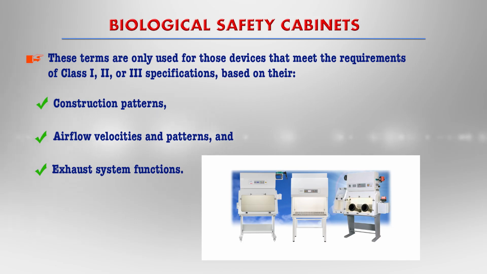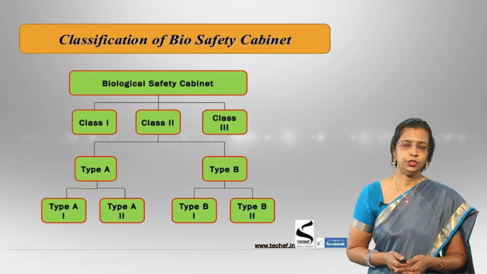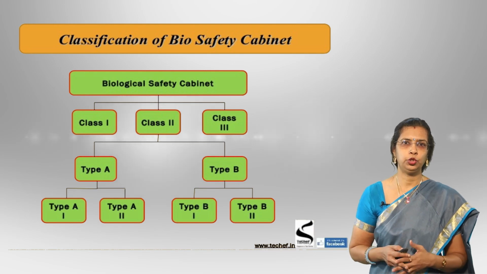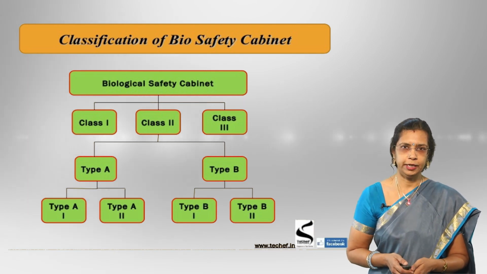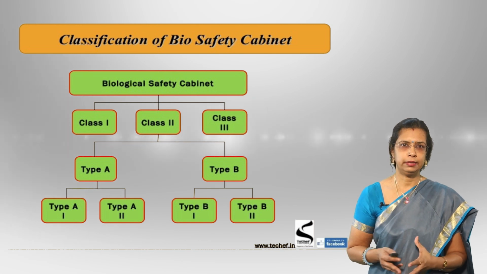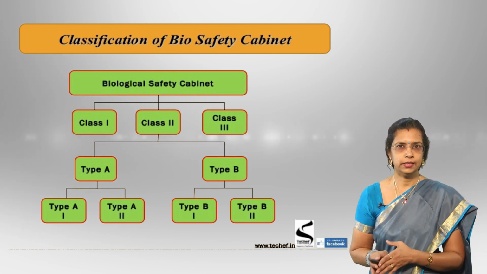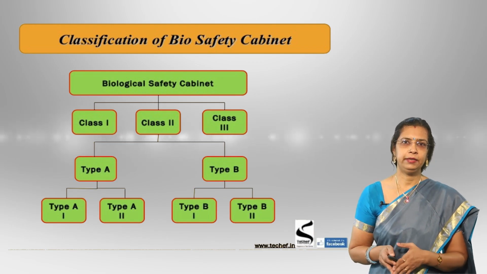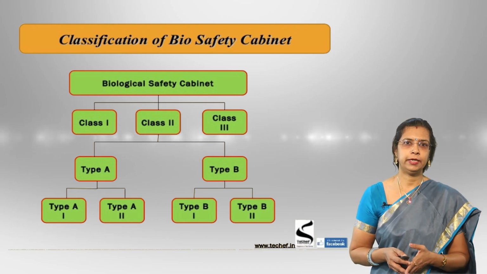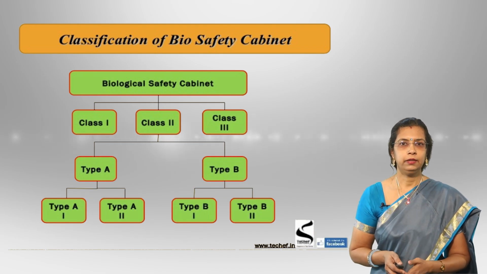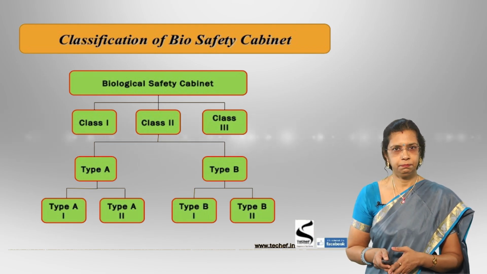The specifications cover the construction pattern, the airflow velocities and patterns, and the exhaust system functions. Depending on these three, the biosafety cabinets will be classified as class 1, class 2 or class 3. Now in this flow chart you can see the biological safety cabinets can be classified into 3 types, class 1, class 2 and class 3. In class 2 we have type A and type B. Under type A we have type A1 and type A2. Under type B we have type B1 and type B2.